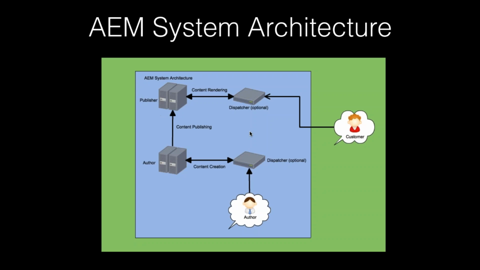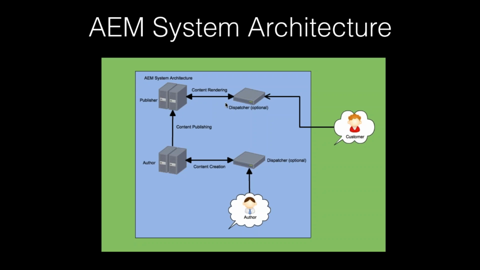When an end user accesses the AEM website, you can have an optional dispatcher. I've seen most people use a dispatcher in front of publisher, not in front of author. The reason being that it gives a load balancing capability as well as a security measure. So it gives a lot more security in terms of the content being accessed. It becomes a little more foolproof where attackers can't really do anything inside the system.